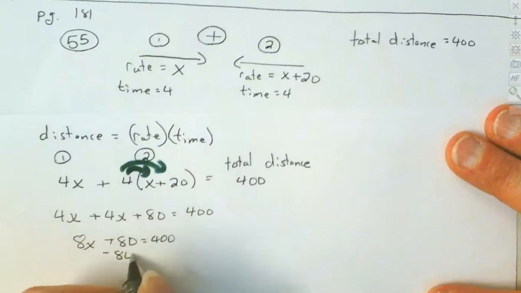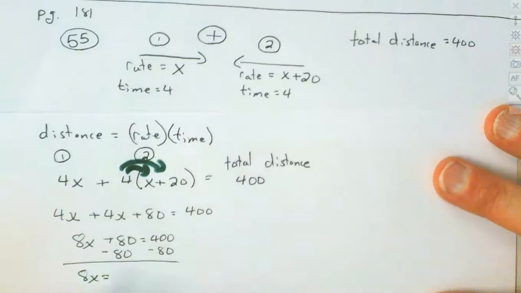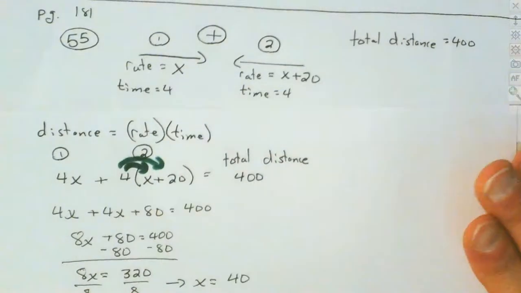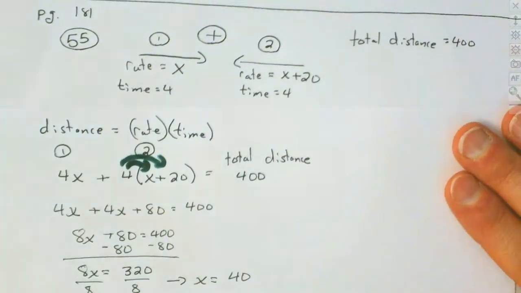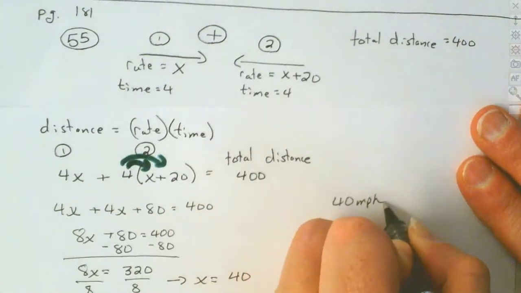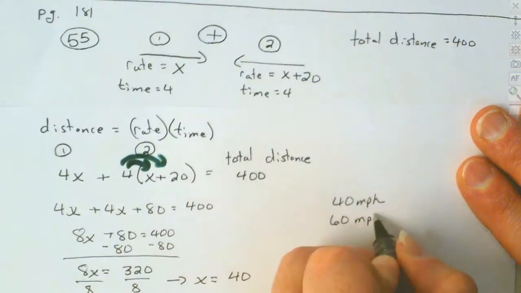We're going to move that 80 over. And now we've got 8x equals 320. We'll divide by our 8. And now we've got x equaling now what? Yep, x equaling 40. I need the speeds of both cars. So one car is 40 miles an hour. What about the second car? It's 20 more, so it's 60 miles per hour.